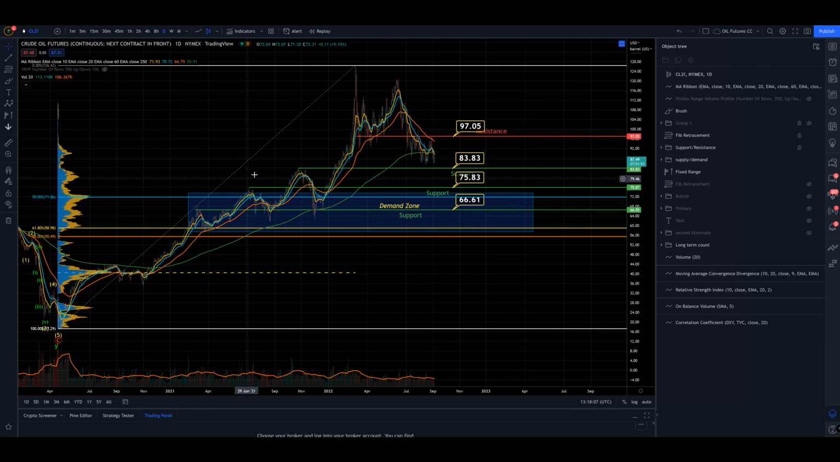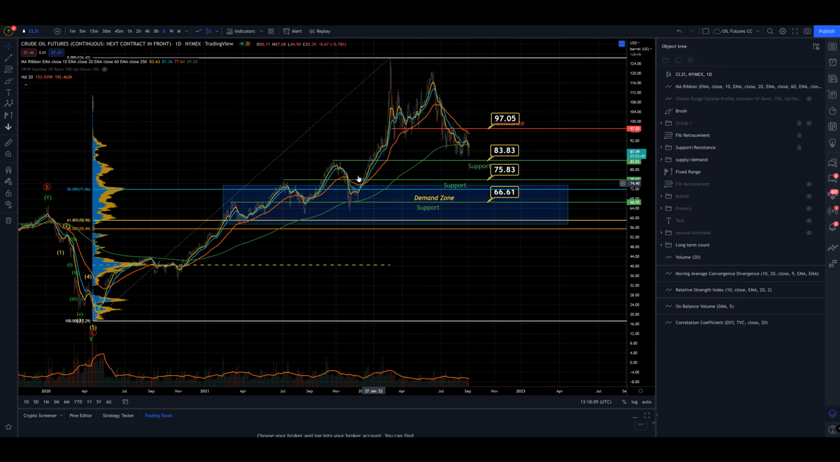Below that, we've got price support at the resistance of this high back here in October 21, which was 83.83. We then have a strong support level here, with support on the shorter time frame, resistance on the longer time frame, and resistance back here as well in July 21. That's 75.83. And then we have a very, very strong support level, a previous high, previous resistance, previous support, here at 66.61.